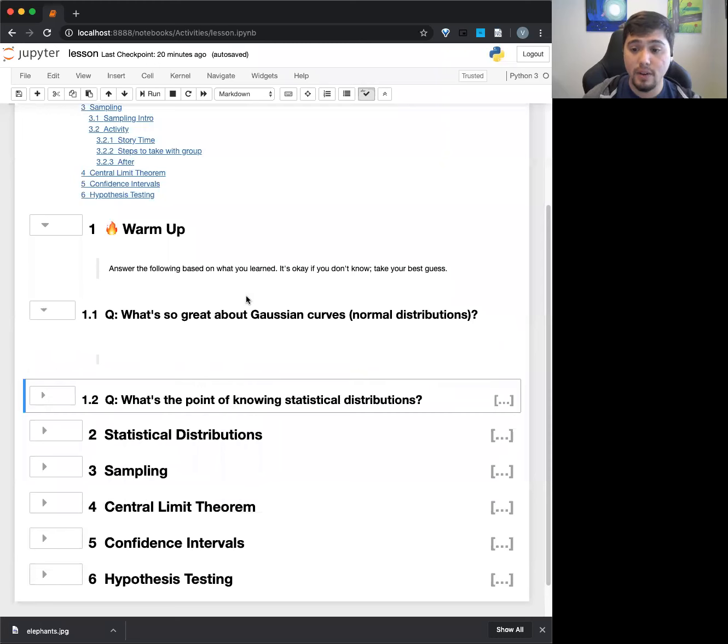Okay, so here's something we maybe haven't really talked about: what's the point of knowing different statistical distributions? Not just normal curves, but we mentioned binomial distributions. We're going to talk very briefly about exponential distributions and Poisson distributions. What's the point of knowing all these different distributions? What is the benefit?